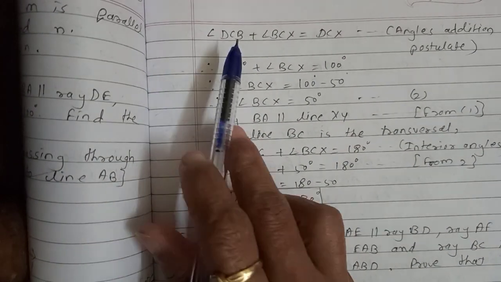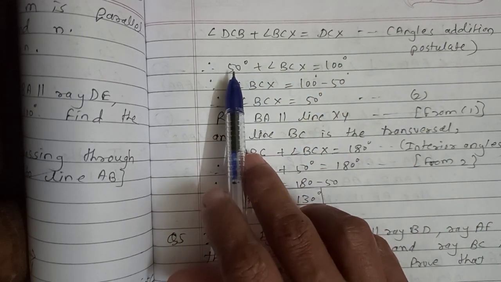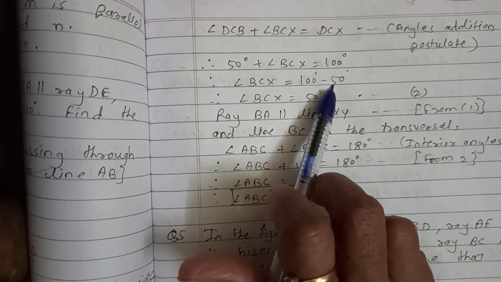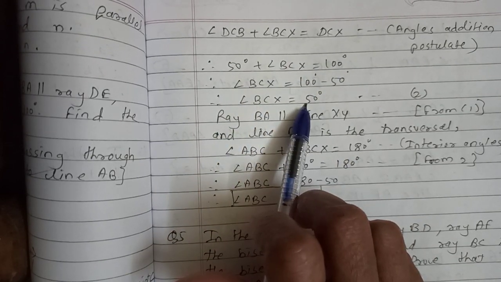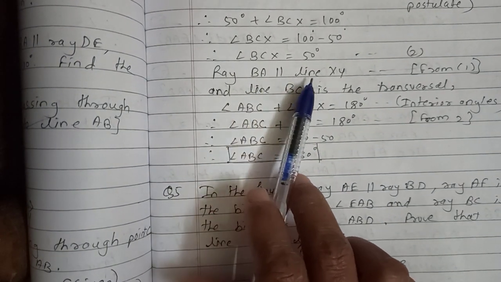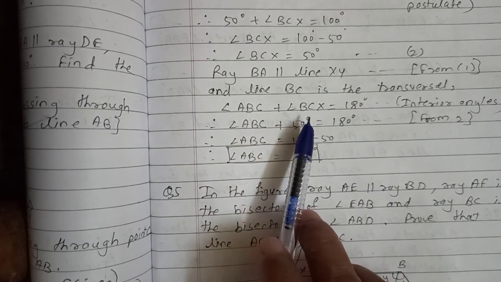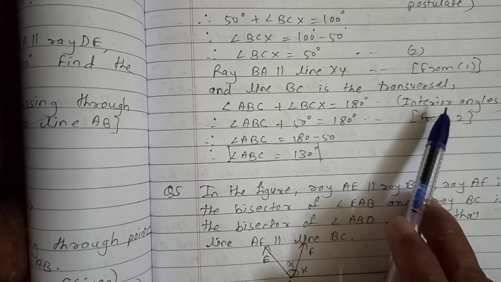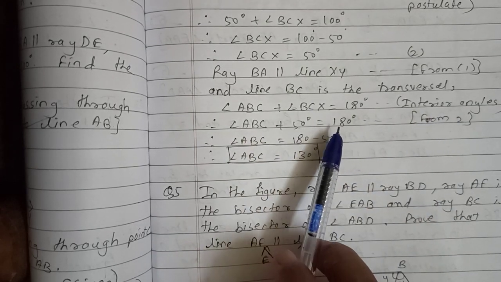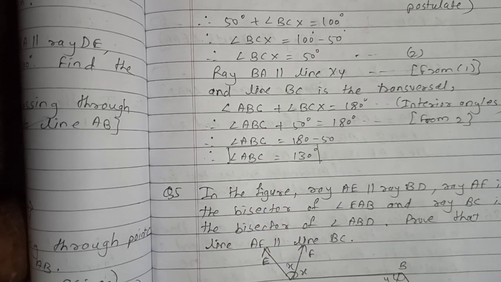Angle DCB plus BCX is equal to DCX, by the angle addition postulate. 50 degrees plus BCX is equal to 100. Therefore, angle BCX is equal to 100 minus 50, so BCX will be 50. Now ray BA is parallel to line XY and line BC is the transversal. ABC plus BCX is equal to 180 degrees, interior angles. Therefore, angle ABC can be found by subtracting 50 from 180. Angle ABC is equal to 130 degrees.